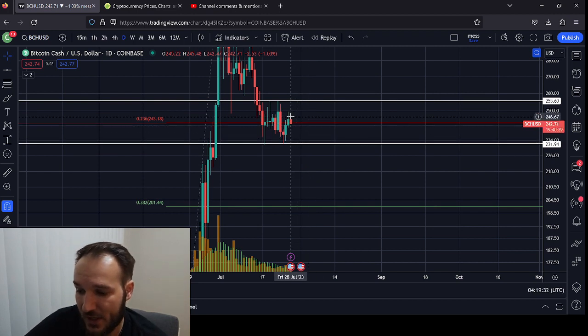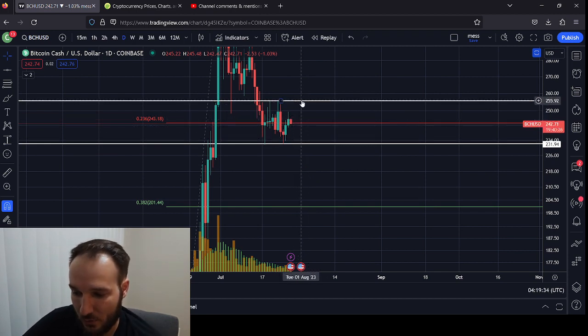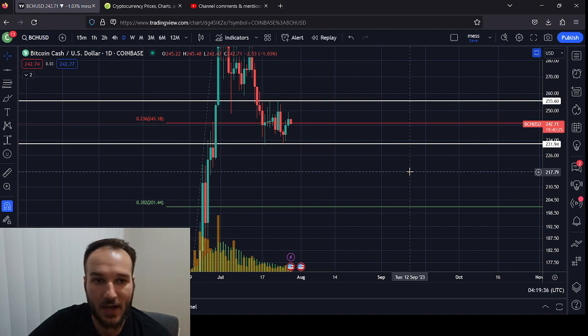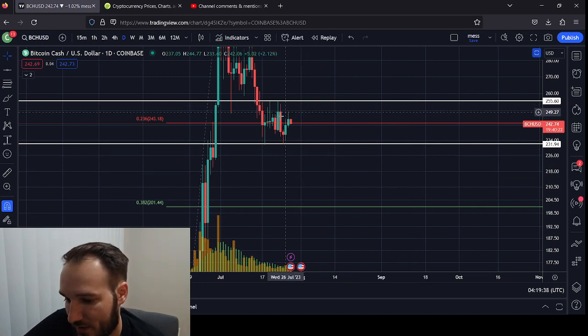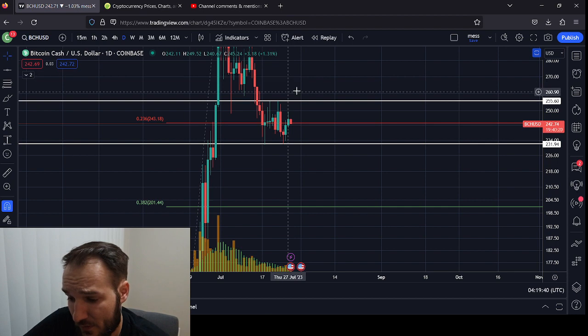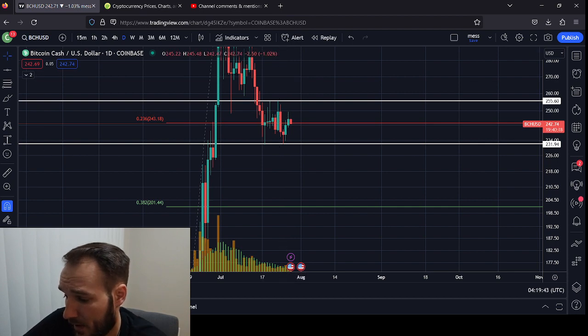So that's the next thing that you'd really want to do to get more conviction: close above this white line here at 255.60. Okay, so that's not too far away. It could move in that price in a day, no problem.